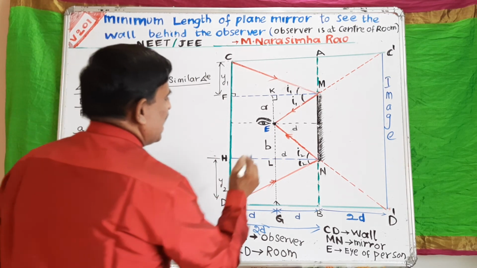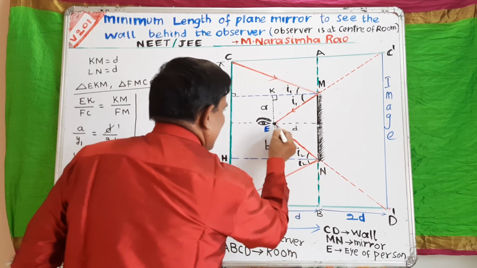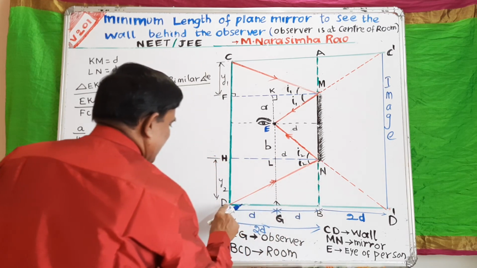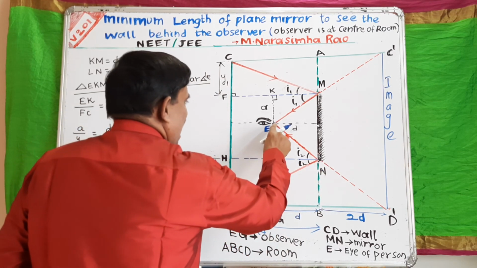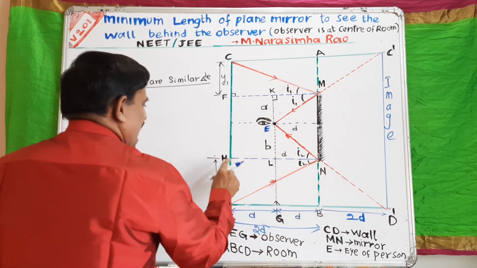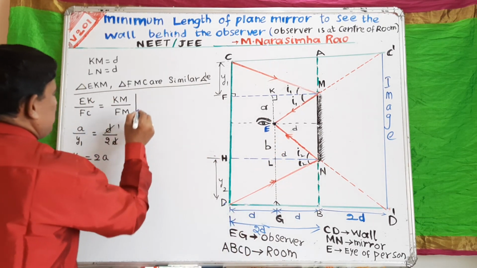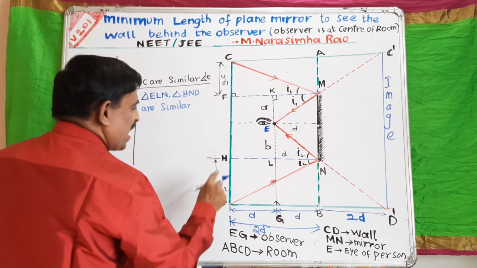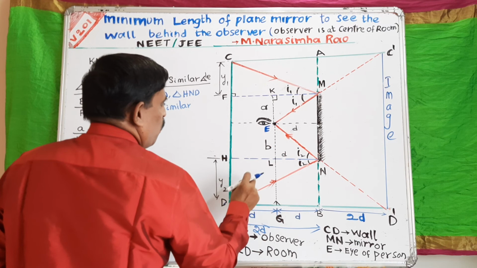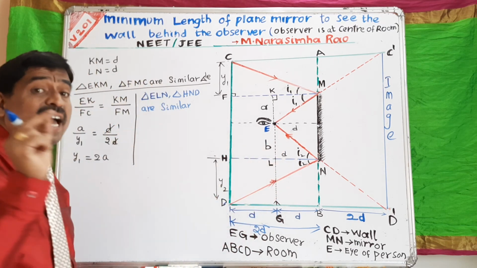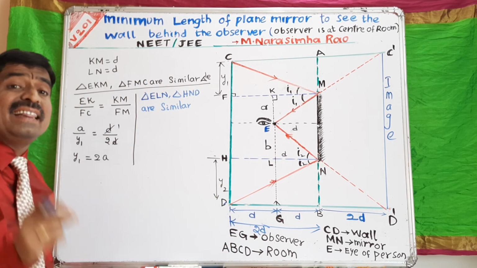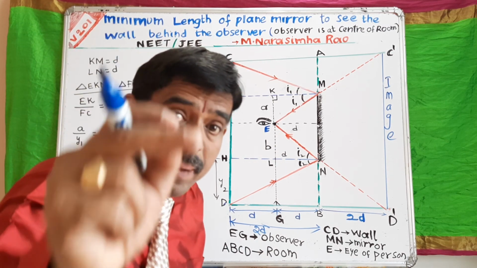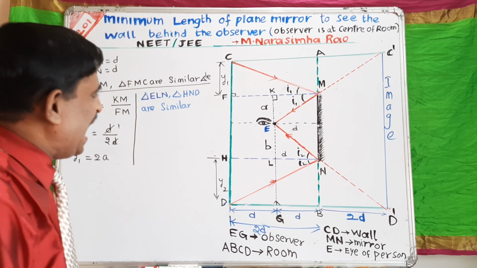Now here, ELN is a right angle triangle. HND is a right angle triangle. Triangle ELN and triangle HND both are right angle triangles, and both are similar. In the case of similar triangles, the ratio of the bases is equal to the ratio of the heights.